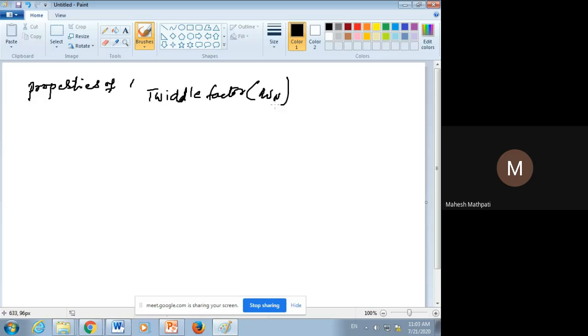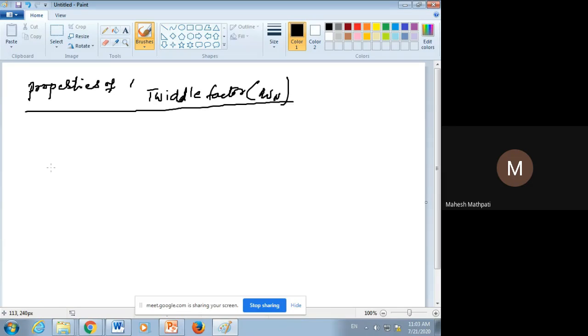Have you noted the title? Properties of Twiddle factor. In notation, we are using it as Wn. Just note, these properties are used by the FFT algorithm to reduce the number of calculations.